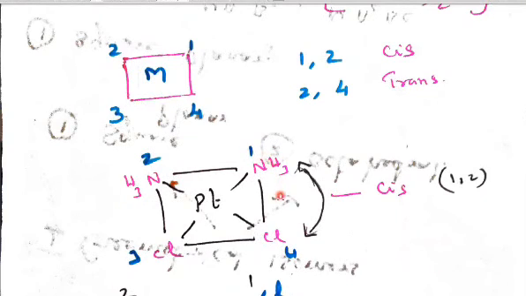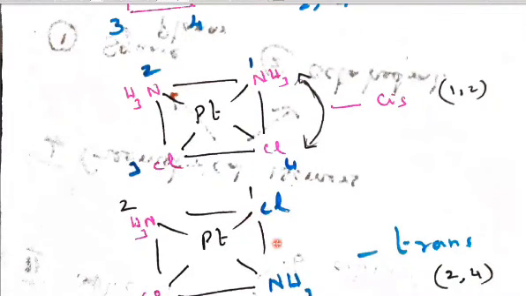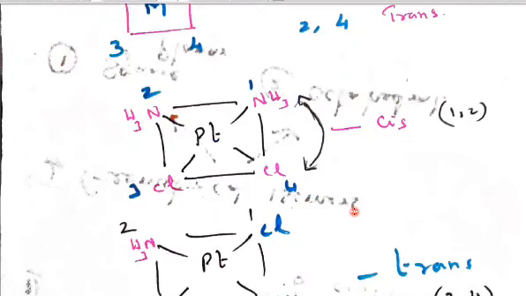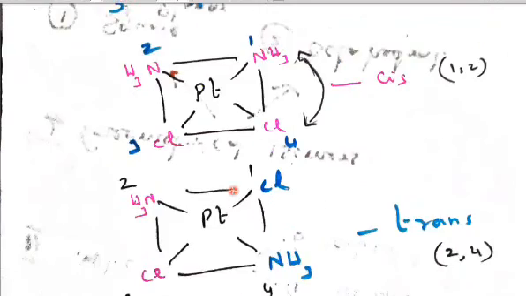Now interchanging this 1 and 4. So 1 is coming down and the fourth position Cl is going up. So we are getting a Cl here and NH3 here. So 2 and 4 are diagonally opposite, the same. So they are trans. So this is called cis position and trans position. Saying 1, 2 positions are the same is called cis. 2, 4 positions being the same is called trans.